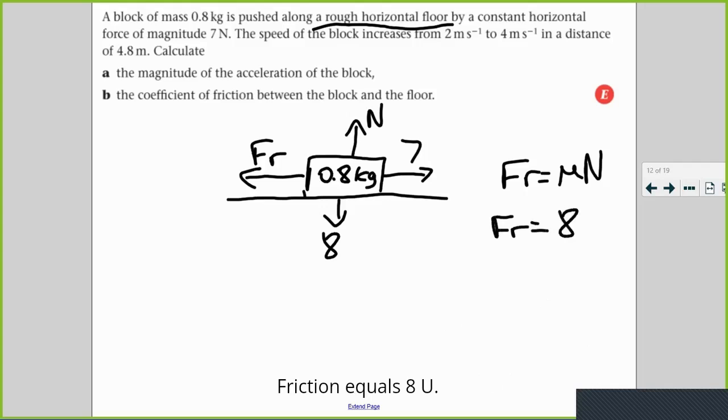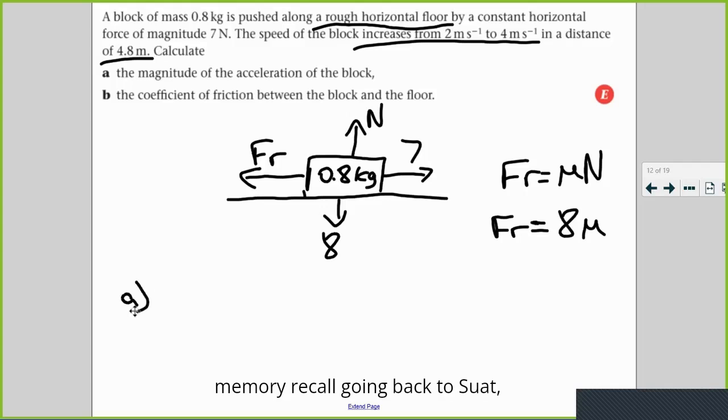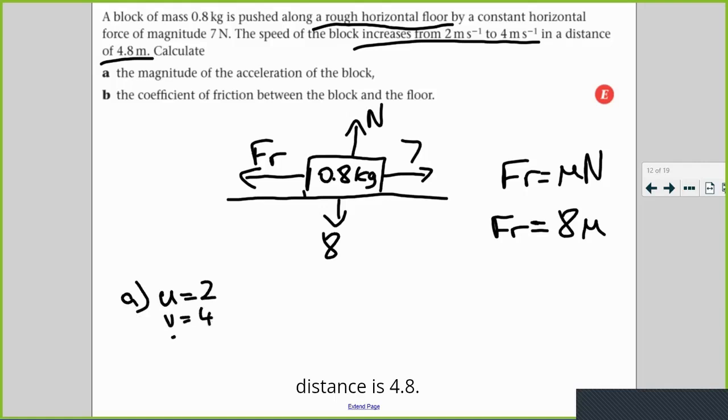Friction equals 8 mu. But now we're stuck, right? We don't know what mu is. We don't know what friction is. We don't know what acceleration is, right? So in this case, we can use, they've given you the speed and the distance, right? So memory recall, going back to Suvat, okay? Initial speed is 2, final speed is 4, distance is 4.8. How can we find the acceleration?